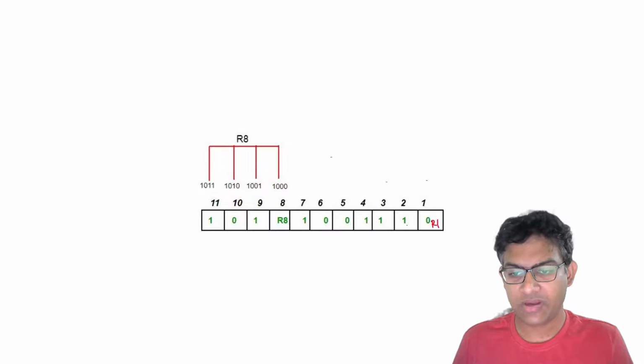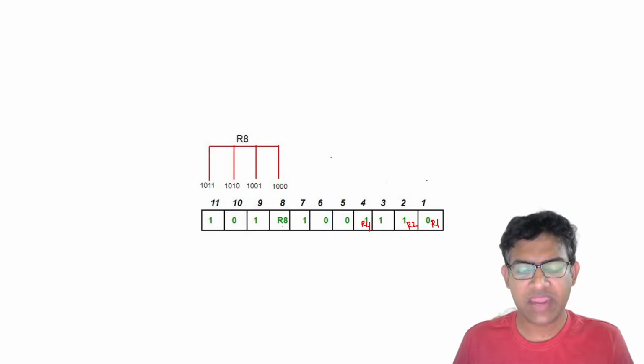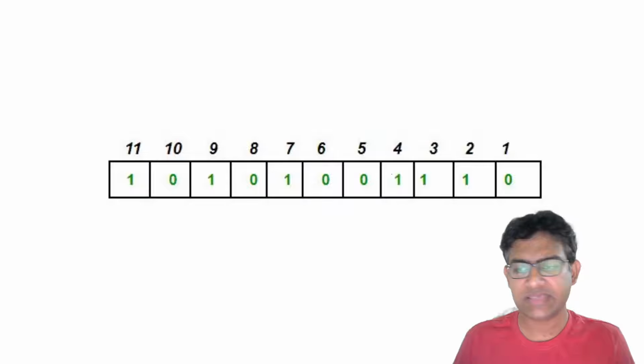Here we have R1, here we have R2, here we have R4. Let's calculate R8. To calculate R8, you need to only consider the bit positions where the fourth bit is 1. Fourth bit is 1 for all of these bits, and number of ones is 1, 2. So already 2 ones are there, even number of ones are already there. So R8 needs to be a 0. So basically this is what we send as the code word, the Hamming code. And this is R1, this is R2, this is R4, and this is R8.